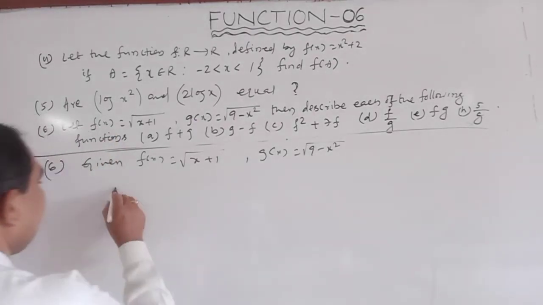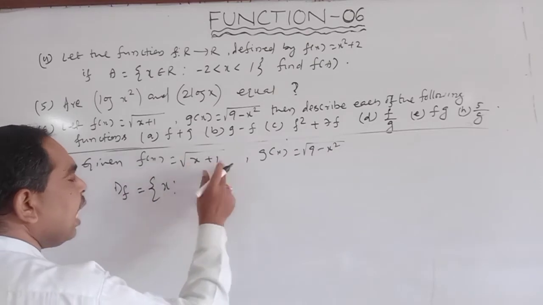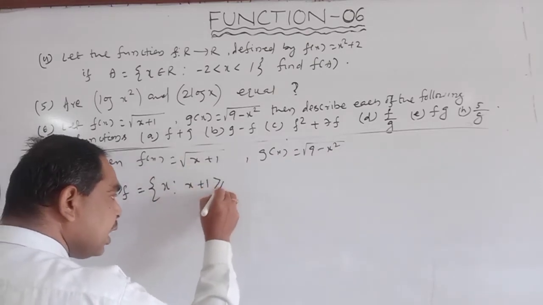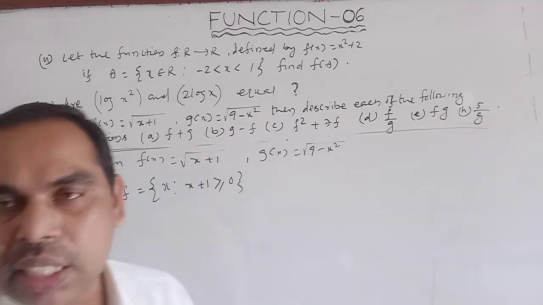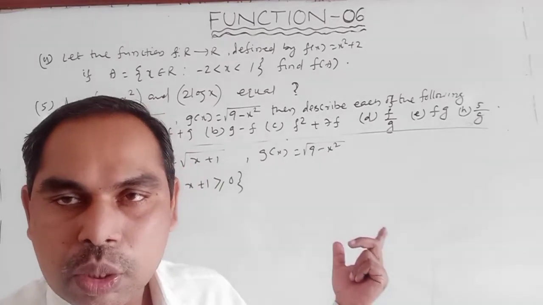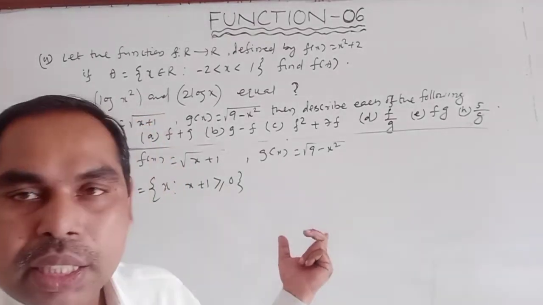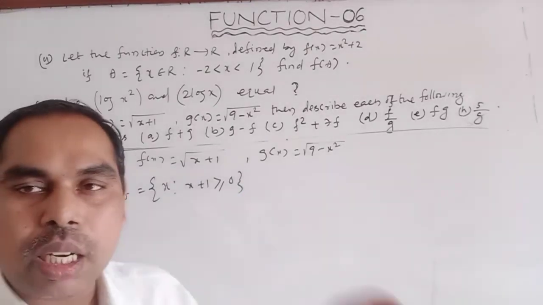So domain of f is equal to x such that x plus 1 is greater than or equal to 0, because if x plus 1 is greater than or equal to 0, then we can find their roots. Otherwise it is imaginary. If x plus 1 is negative, then it is imaginary, not belonging to real numbers R.